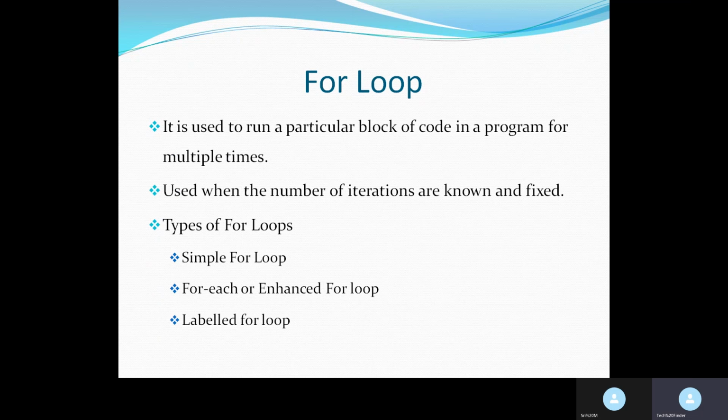First one is for loop. This for loop is used to run a particular block of code several times in a program. This for loop is used when we know the number of iterations, like how many times we need to run the code. If we know the number of iterations or it is fixed, then we will use a for loop. There are different types of for loops: simple for loop, for each or enhanced for loop, and label for loop.